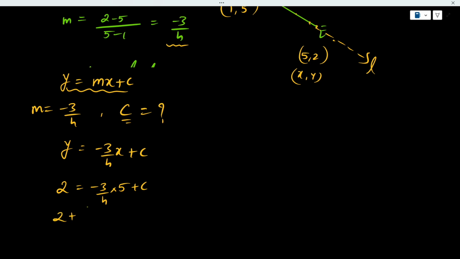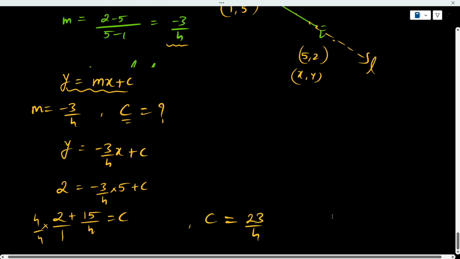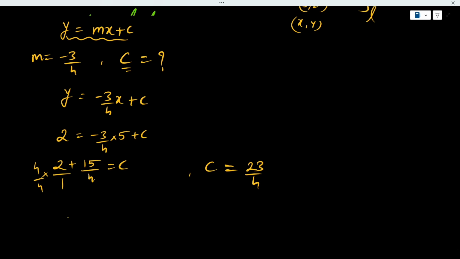If you do the simplification, you will get the value of c. If I take the LCM, it will be 4 by 4. 4 is the LCM, so 8 plus 15 is going to be 23 by 4, right? So you see what is going to be our equation of the line DE: it will be minus 3 by 4x, and now you can substitute here 23 by 4, right?